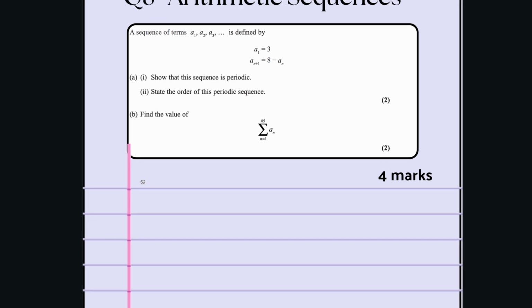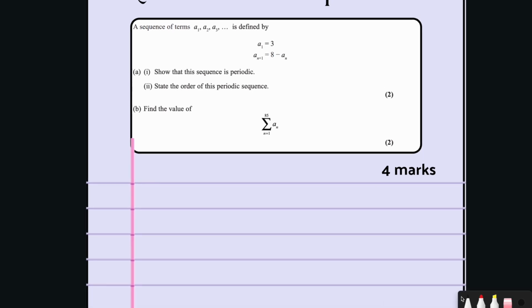Periodic means that it fluctuates up and down, so the first term A1 is 3, A2 is going to be 8 minus 3, so that's 5, A3 is going to be 8 minus 5, so it's going to be 3 again, A4 is going to be 8 minus 3, so it's going to be 5 again, so it's periodic because of this. There you go, that's for that mark, and then the order is just 2 because it's going up and down in 2. Okay, so the order equals 2.